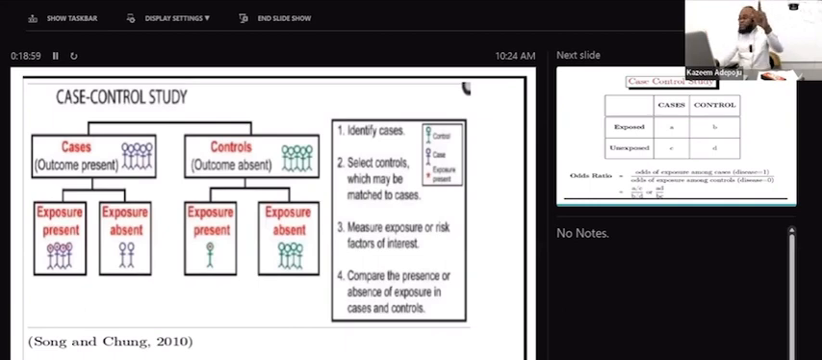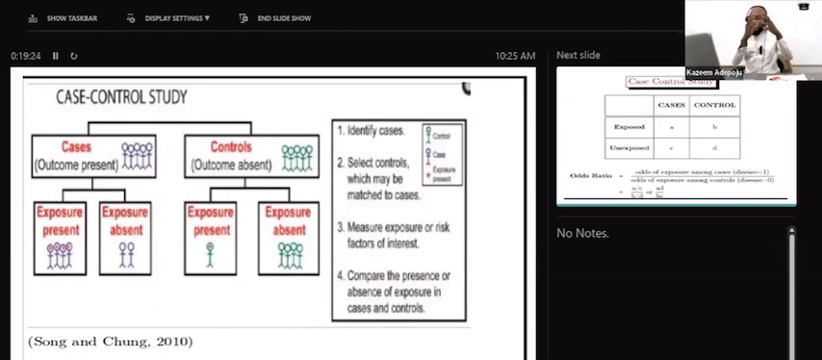Okay, we identify a group in the population where the outcome is present. We identify another group where the outcome is not present. The one where the outcome is present, the cases, we're going to call the treatment group or experimental group. The second one, we're going to call the control.